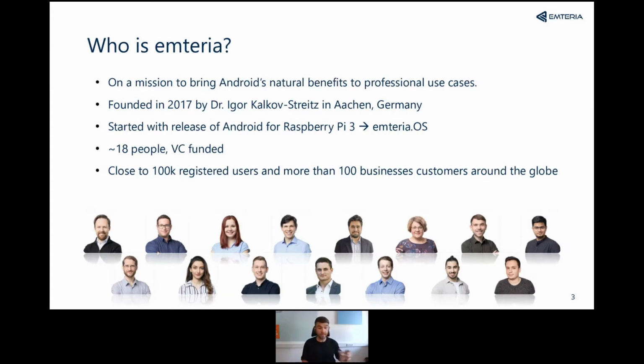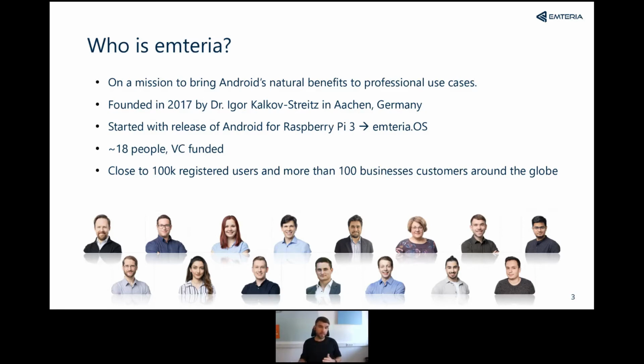All right, this is Emteria. Roughly 18 people. I think on October 1st, we will be 18 eventually. At the bottom, you can see already a big part of the team. It's a very diverse international team based here in Aachen, Germany. We are on a mission to bring the natural benefits of Android to the professional world: UI, UX, availability of apps, of libraries, of course, of developers as well. All these kinds of advantages that come with Android.